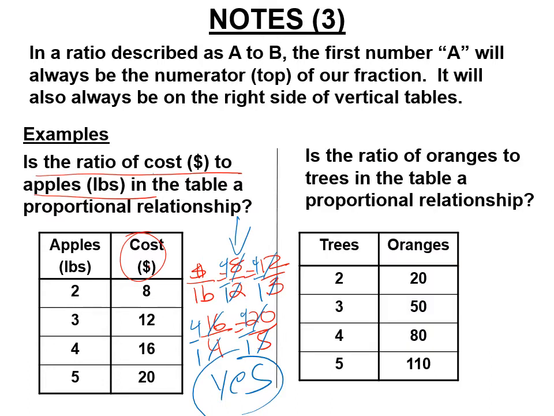Is the ratio of oranges to trees in the table a proportional relationship? So is 20/2 equal to 50/3? Well, we already can see that's not the case, right? Because 20/2 would make 10, right? This should be 30, right? So you don't even have to do the rest of them. Once two of them are not equivalent to each other, this is not a proportional relationship between the number of trees and the number of oranges on those trees, at least in this case.